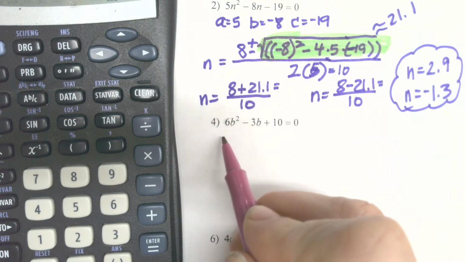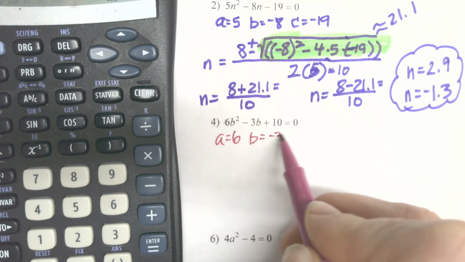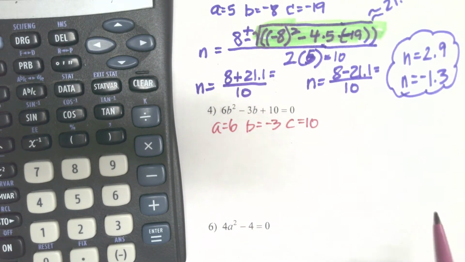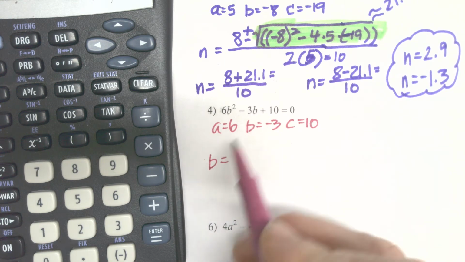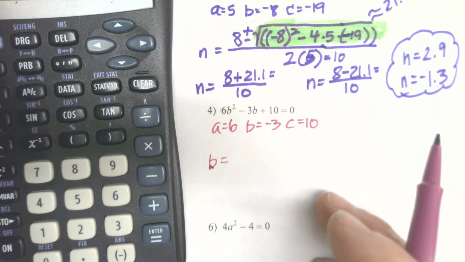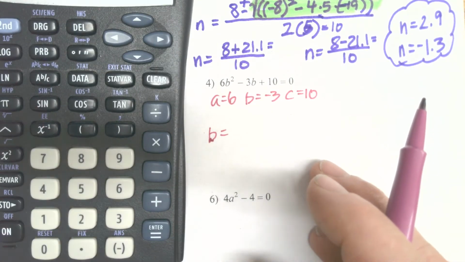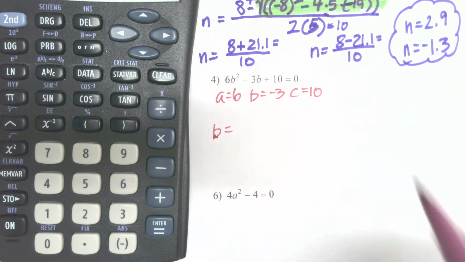I go through the same way. A is 6, and B is -3, and C is +10. And the variable is B. Don't confuse these two B's. This is the variable in the problem. Not meant to confuse you, but the ABC, remember, are the numbers in front that we plug in, and the B is just the variable, the answer we're solving for.